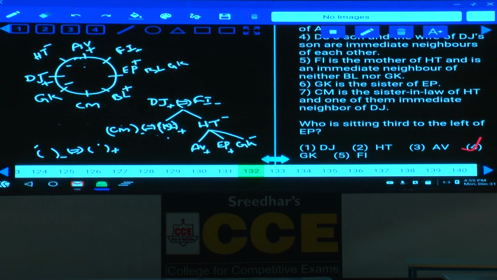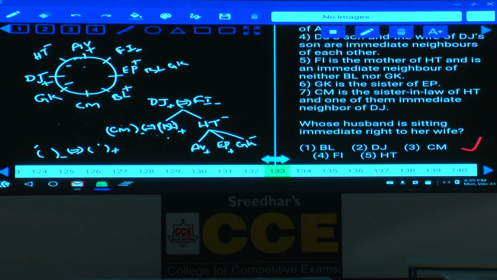Now AV is here, third to the left of EP. Whose husband? CM. And where is this CM here? CM's husband is to her immediate right. CM's husband is BL, BL is to the immediate right of CM. Next one, DJ and FI are not adjacent to each other, isn't it? Only in this pair these two persons are adjacent to each other. Who are those two? CM and BL are adjacent to each other.